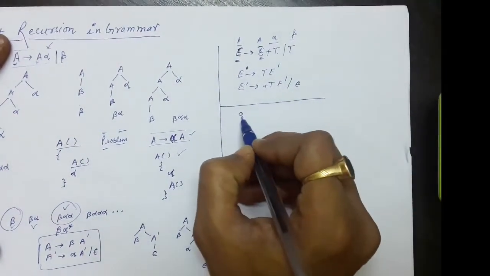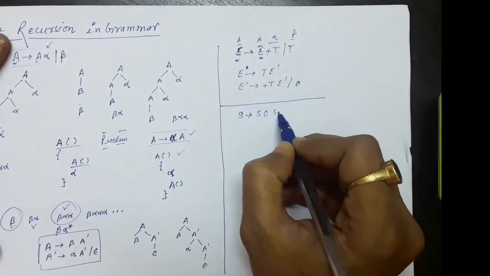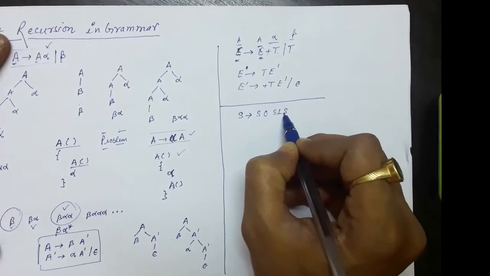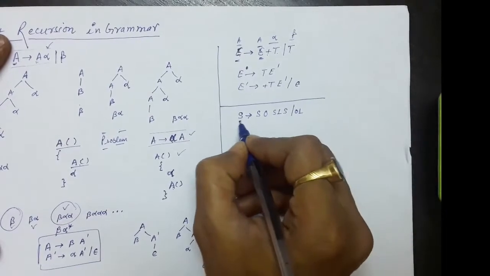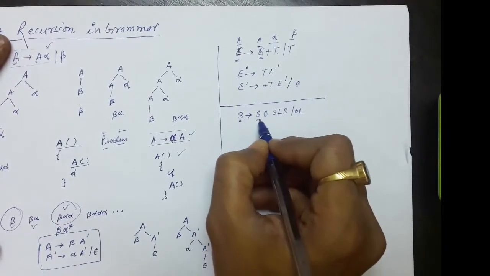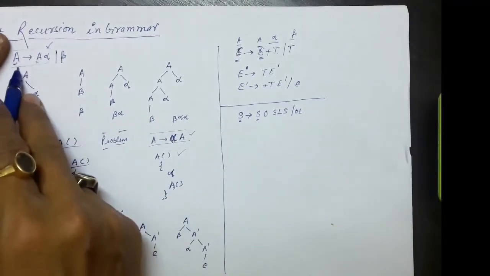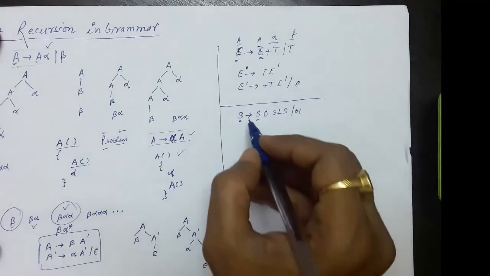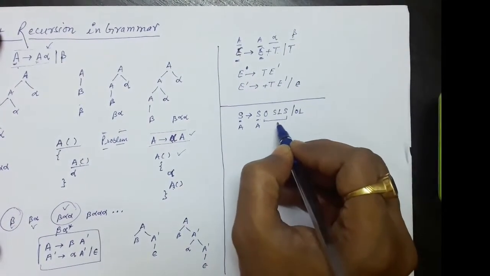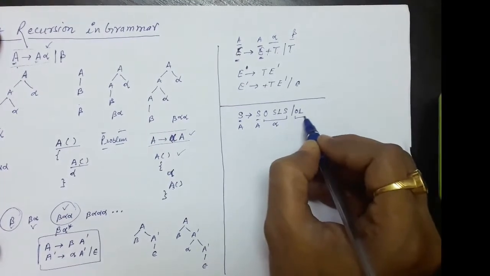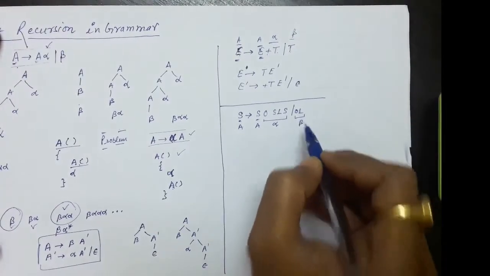Let's take another example. S produces S 0 S 1 S or 0 1. So here you can see that we have S on the left, so this is the left recursion. If we have to remove this left recursion, we will have to make it of the form A produces A alpha oblique beta. So A is S, the entire remaining thing is alpha, and these two symbols, 0 1, are beta.